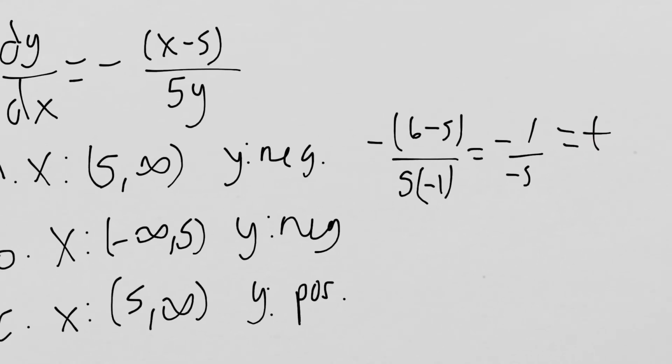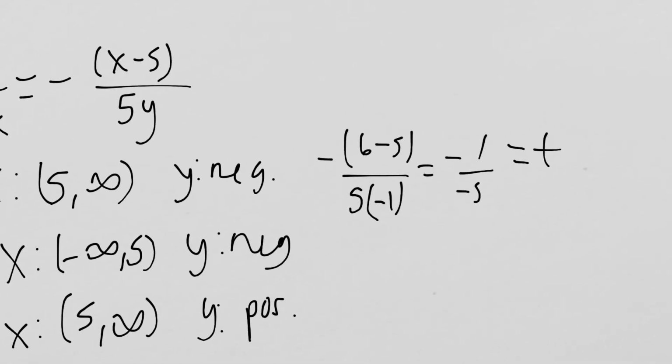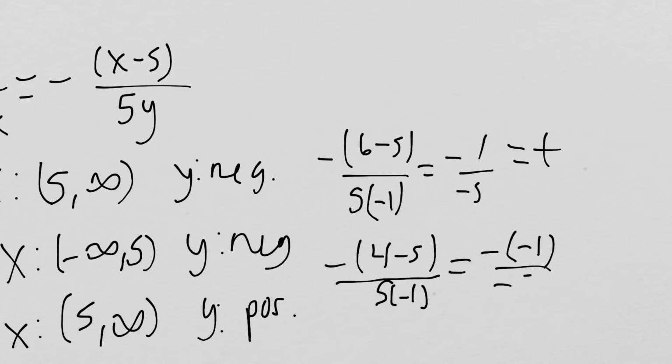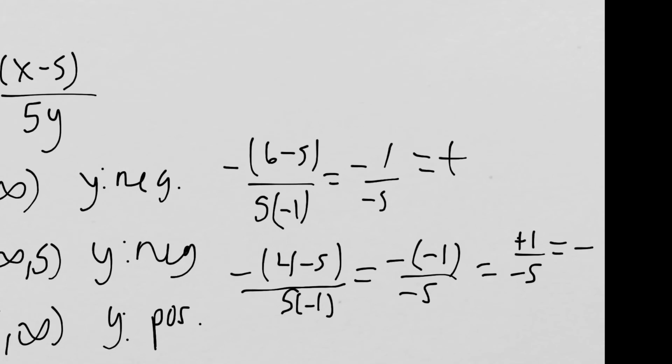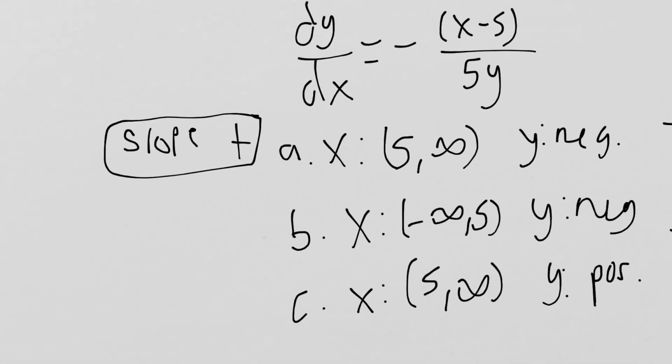So now instead of going 5 to infinity, let's go the other part of the number line, negative infinity to 5. So I can just pick 4. It doesn't matter which number I pick, but it seems like a natural choice. And then y is still negative, so we'll just keep that as being negative 1. So that's going to give us negative 1 over negative 5, which is going to be positive 1 over negative 5, which is negative. So in this case, we'll have a slope that is negative.